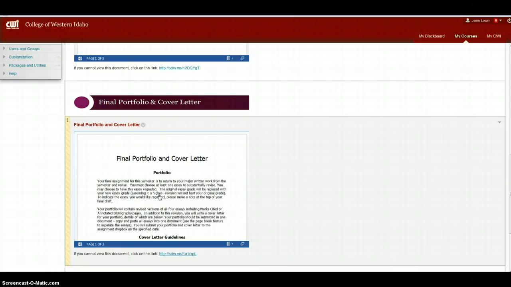And that essay, you should indicate which one it was that you actually did that revision on, and I will re-grade it. And if your grade is higher than the original, you'll earn that higher grade, but I won't ever revert to a lower grade.